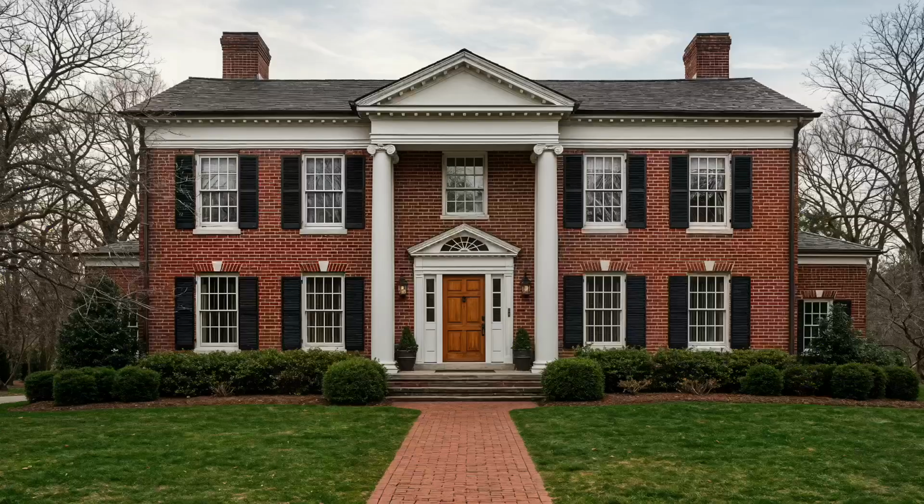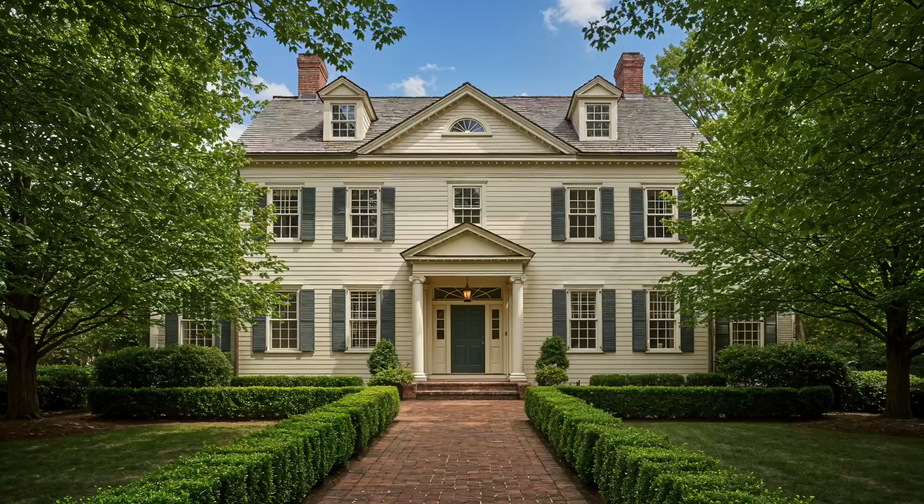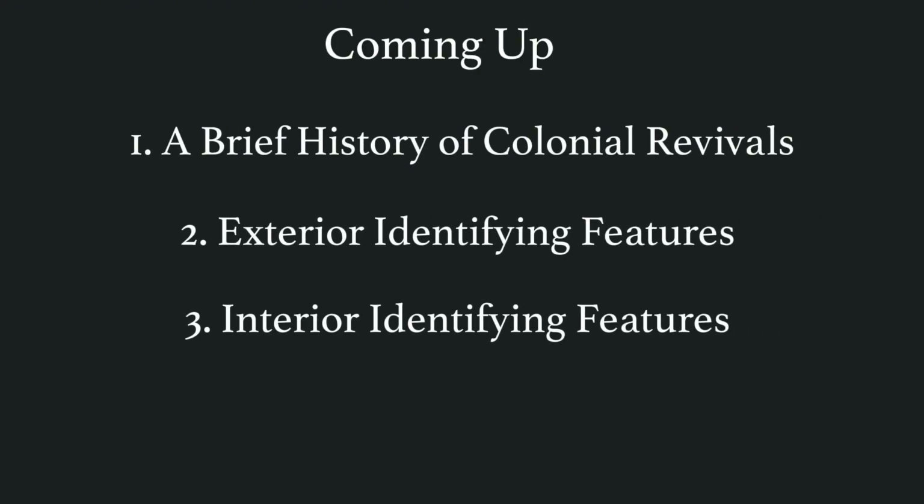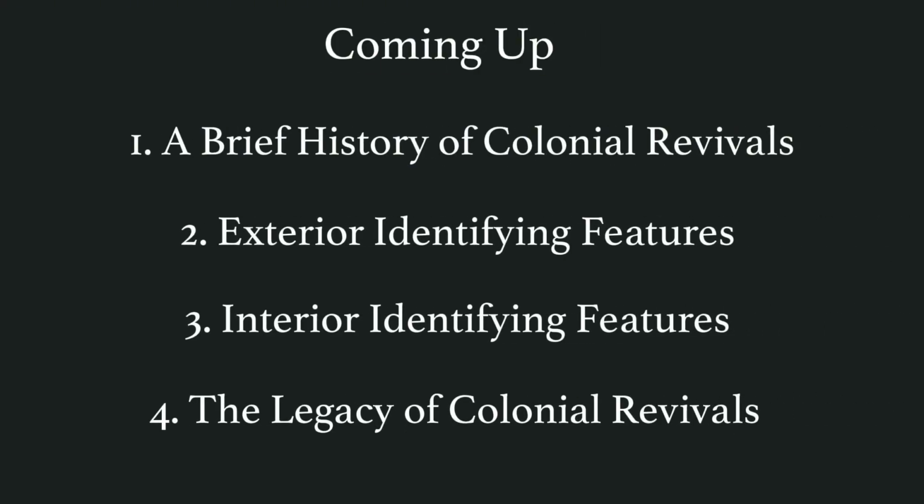If you've ever spotted a home with perfect symmetry, shutters and a central front door, there was a good chance you're looking at a Colonial Revival. But what exactly makes a home Colonial Revival, and how is it different from all the other colonial iteration architectural styles? Well, in today's episode, we're going to break that down, starting with the historical inspiration, moving on to the exterior and interior identifying features, and wrapping up with the legacy of the Colonial Revival and how it shapes so many of our neighbourhoods, even today.